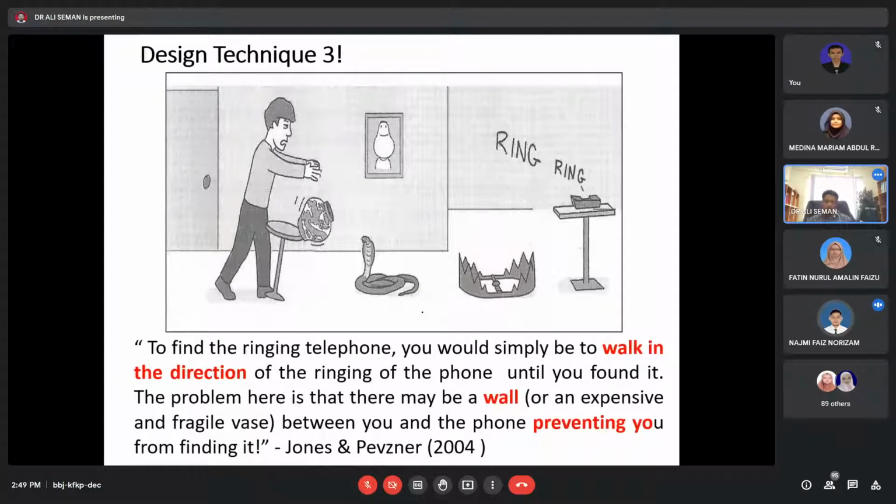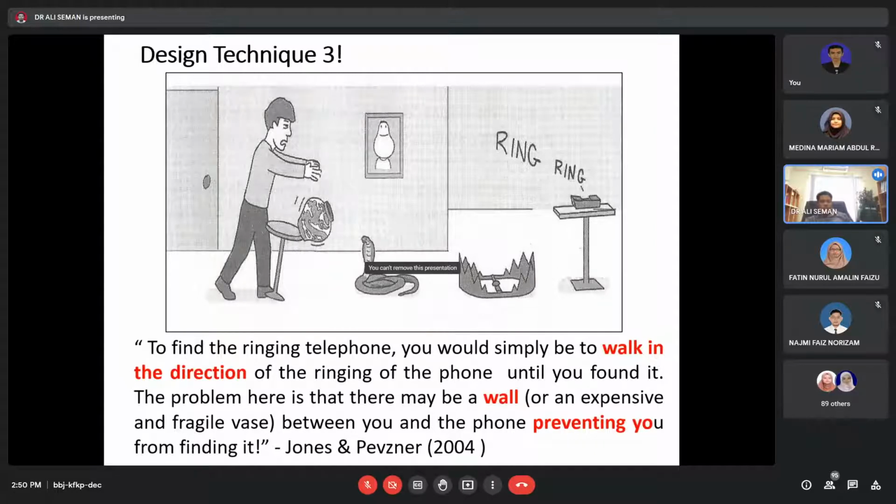Okay, design technique 3, based on the ringing phone analogy, what we did for the two design techniques previously. To find the ringing phone, you would simply walk in the direction of the ringing of the phone until you found it. And the problem here is that there may be a wall or an expensive or fragile vase between you and the phone, preventing you from finding it.